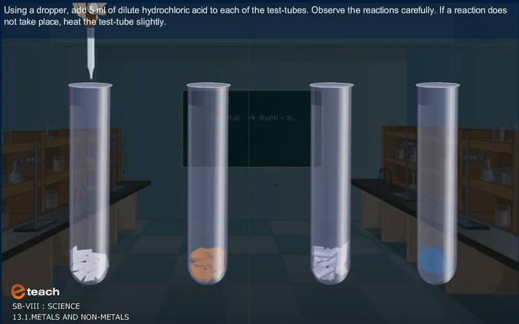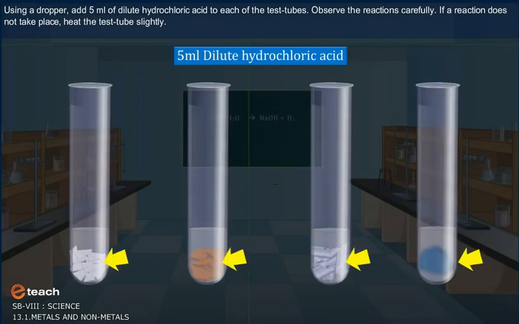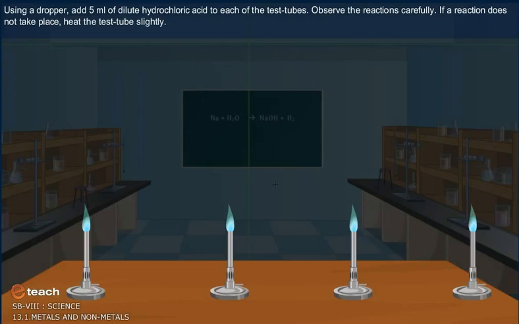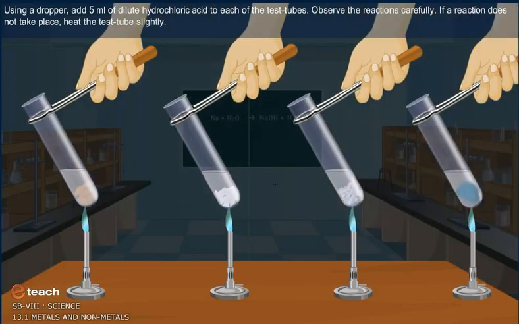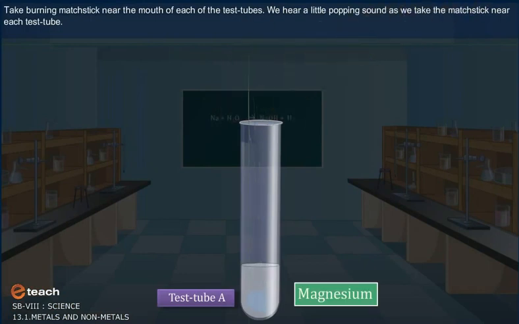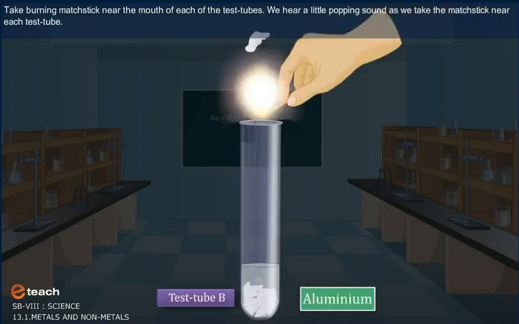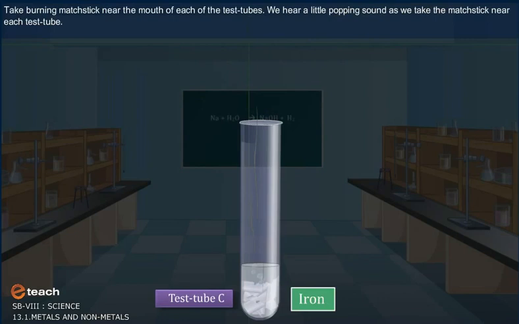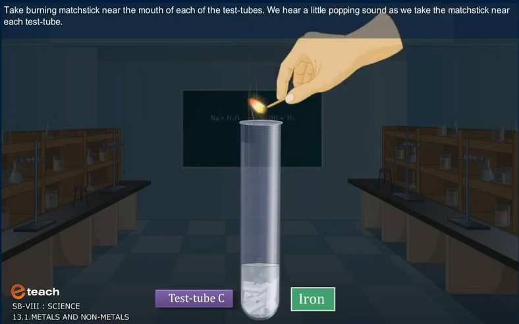Using a dropper, add 5 ml of dilute hydrochloric acid to each of the test tubes. Observe the reaction very carefully. If a reaction does not take place, heat the test tube slightly. Take a burning matchstick near the mouth of each of the test tubes. We hear a little popping sound as we take the matchstick near each test tube.